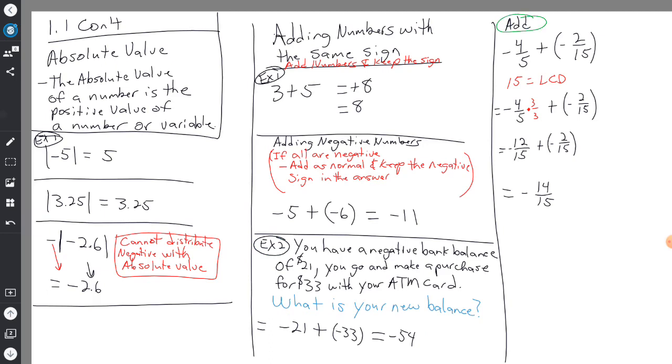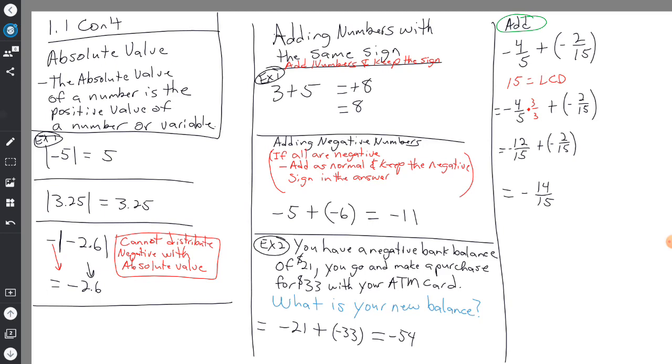Here we want to add the numbers that we see here. They both are fractions. So negative 4 over 5 plus negative 2/15. Both of them are negative, which means that when we add them together, we're going to keep the negative sign. We have to find the LCD for when we're adding or subtracting fractions. So here 5 divides evenly into 15. So 15 is your LCD.